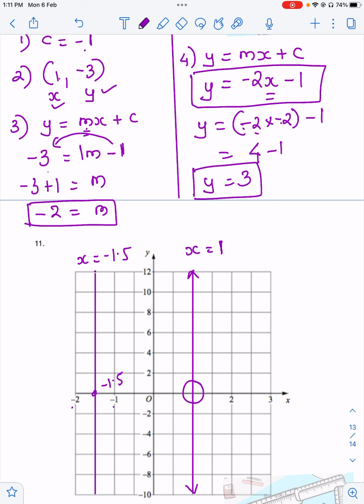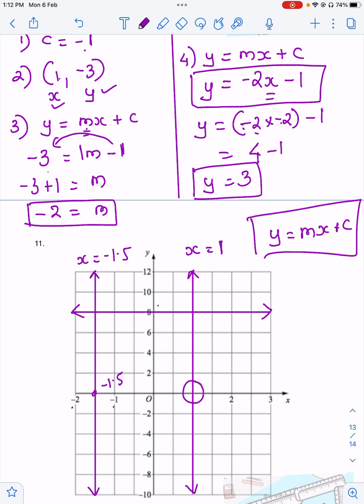So for a vertical line, you don't have to use the formula y is equal to mx plus c, because you have only one point and that is your equation. Now you'll ask me, sir, if this was cutting the y-axis, what would be your answer? Let us check. If this line is cutting the y-axis, you should see where it is cutting, at 8. So my answer is y is equal to 8.